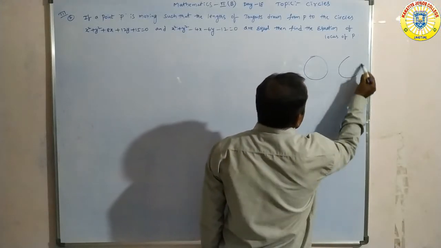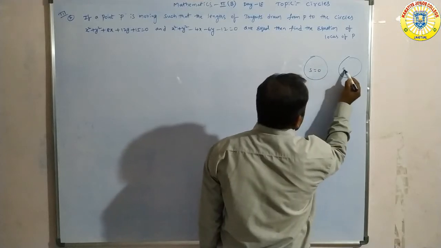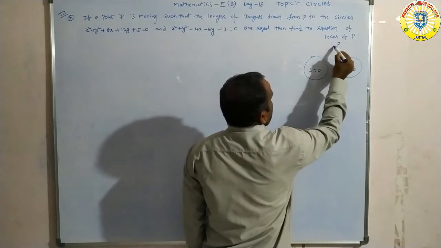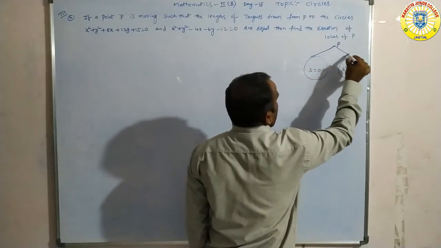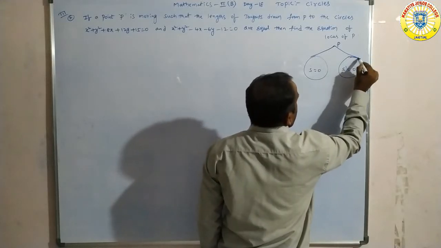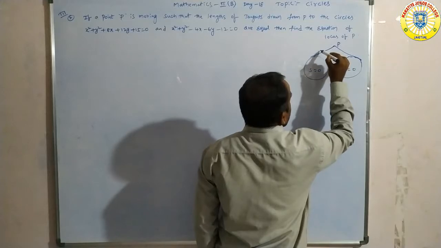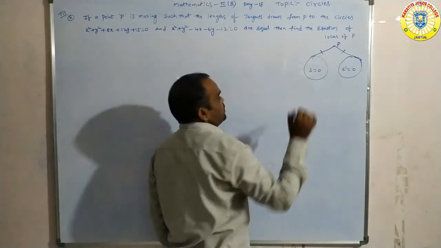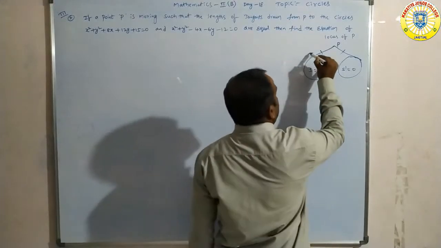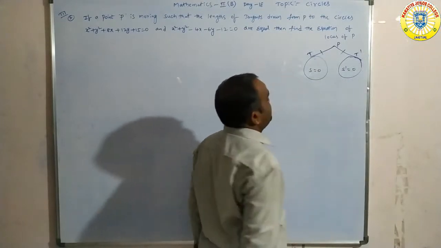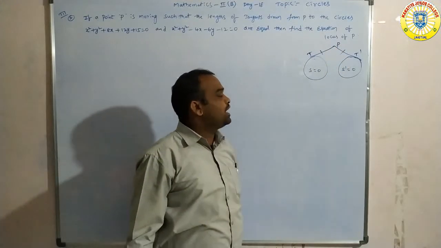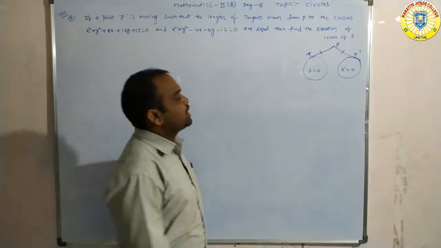Here there are two circles. This is the circle S is equal to 0. There is a circle S dash is equal to 0. This is the point P. From this point P we are drawing the two tangents. What condition is given? Length of the tangents are equal. The distance from P to the circle S is equal to 0 and the distance from P to the circle S dash is equal to 0 is nothing but PT and PT dash. Both are equal. Length of PT is equal to PT dash. In that case we are finding the locus of P.